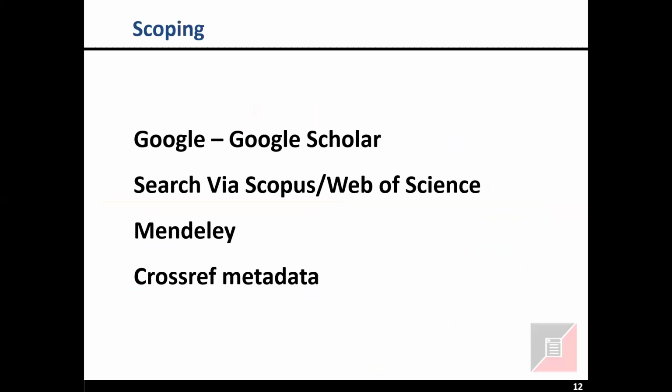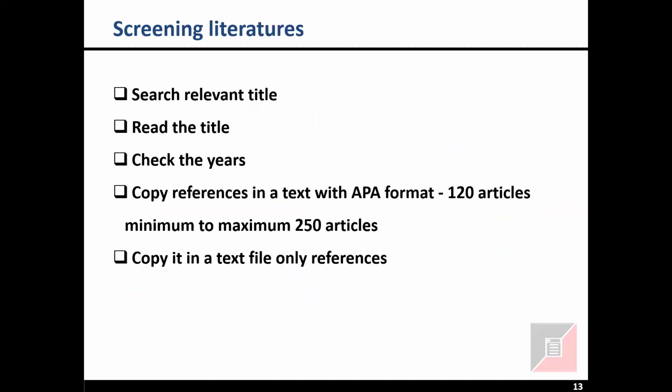The first step is Google Scholar. You can search and find articles, or via Scopus, Web of Science, mainly Crossref metadata and other sources. The initial step is to screen literatures.